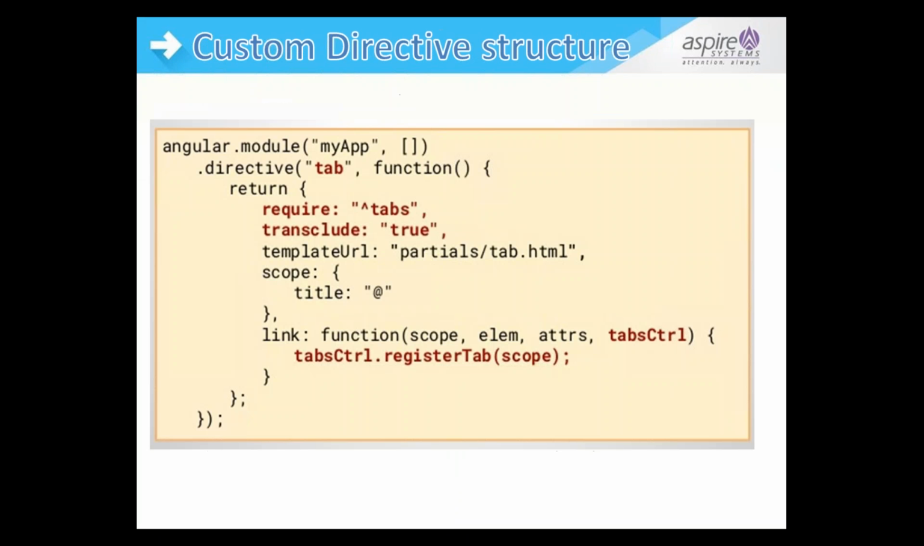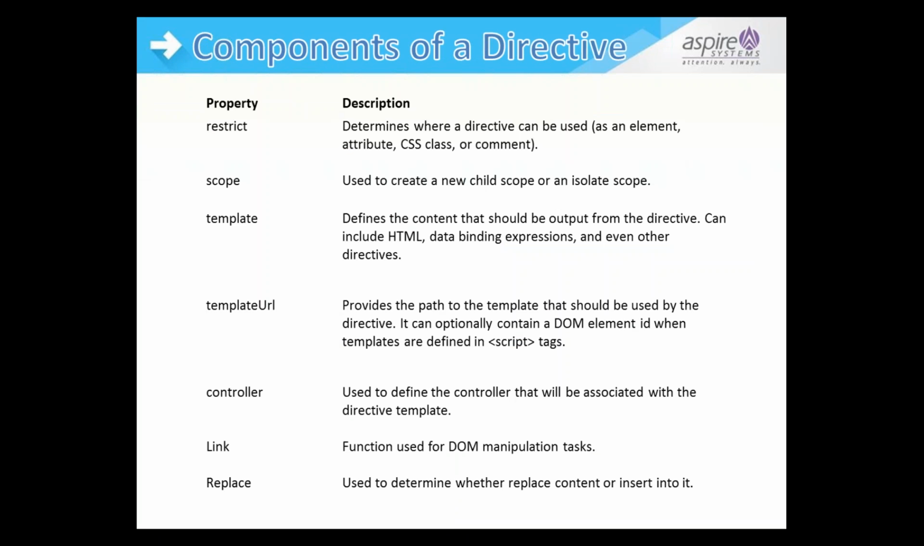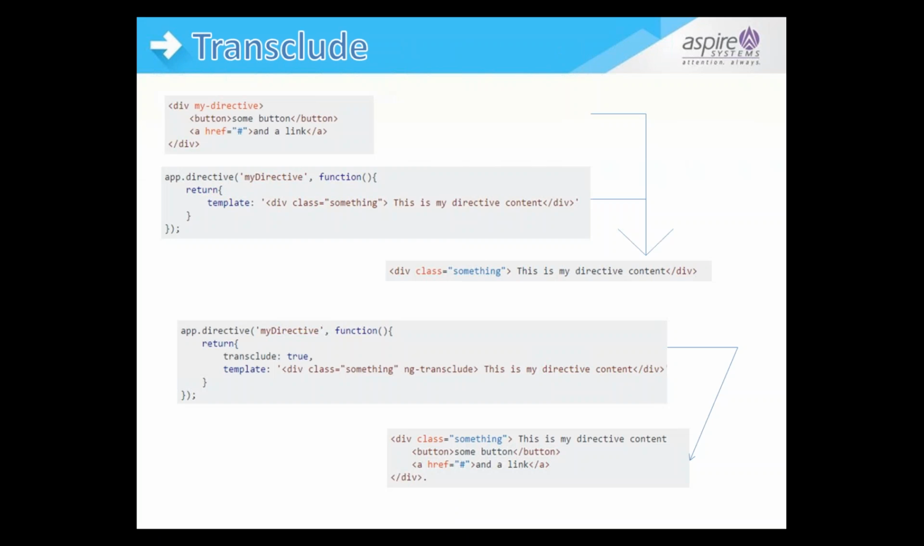Okay, the second thing we saw here is transclude. This is a very simple property. You can see from this example itself. So I have my directive, called my directive. It's a very simple directive. It has something called template. And here I haven't included this property transclude true, which means if you don't include something, it's by default false. So here transclude is false.